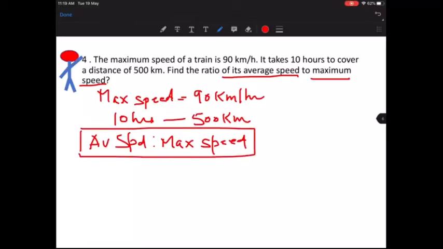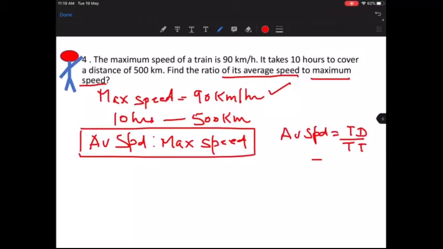Out of these two, do you know your maximum speed? Yes, he's given you the maximum speed. Do you know your average speed? No, you do not know your average speed. Now how can you calculate your average speed with the given data? What is the formula for average speed? Average speed is equal to total distance upon total time. That is what we have learned here.